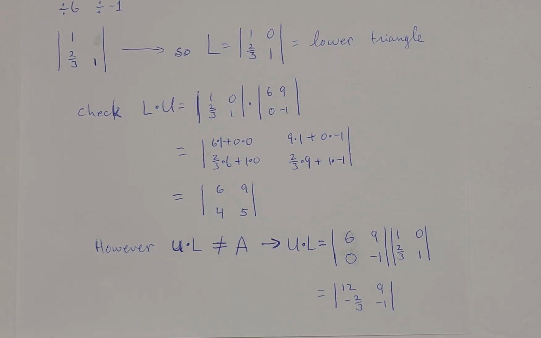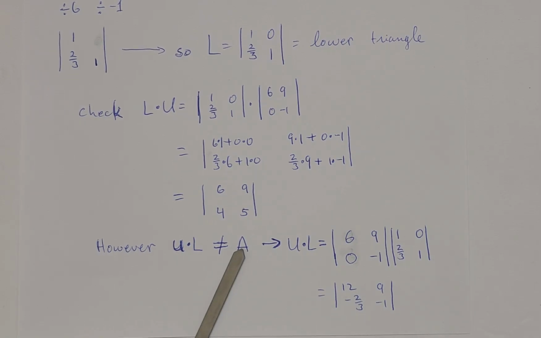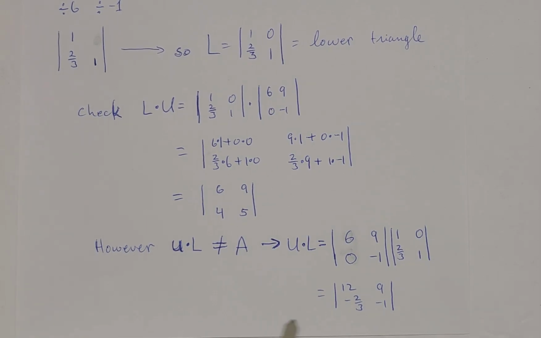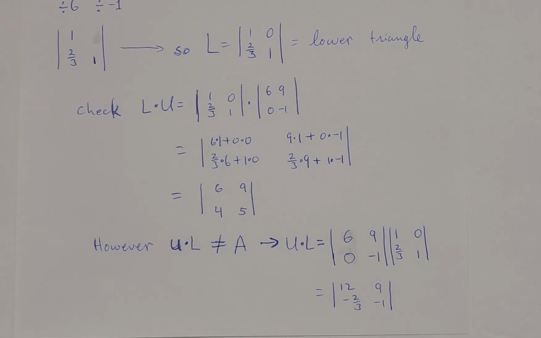However, what if we reverse it? U times L. In this case, U times L does not go back to our original matrix. Let's do it so we can see what is happening. First row, first column. 6 times 1 is 6, plus 9 times 2 gives me 18. 18 divided by 3 is 6. So 6 plus 6 gives me 12. You can literally just stop right there, because this is a 12, but the original is 6, so we know that it doesn't work.